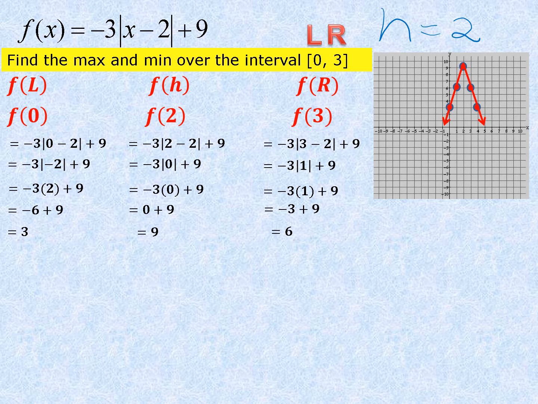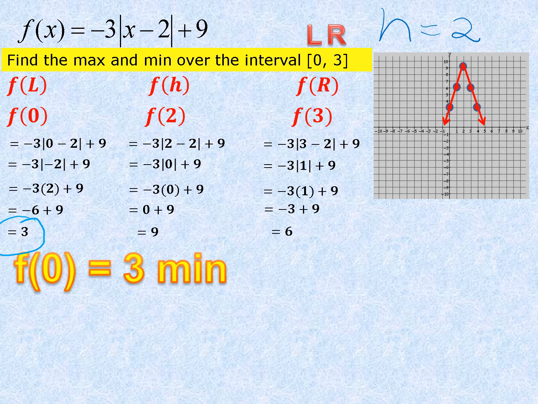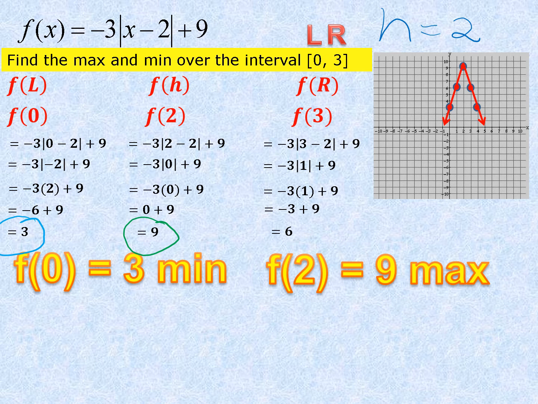So I want the minimum. So my smallest output is 3. So that means my minimum is going to be f of 0 equals 3. Remember, we gotta write it in the pretty notation. So f of 0 equals 3 is our minimum. Now let's talk about our biggest y value. Our biggest y value, our biggest output, our biggest answer is 9. But we can't just say, woo, 9's the max. We have to say f of 2 equals 9 is the max.